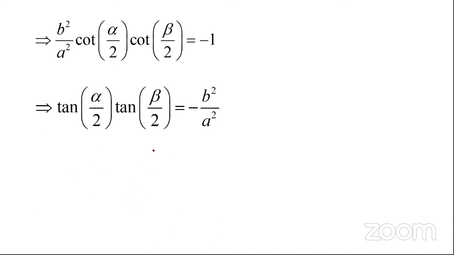Then just reverse this equation. You have to take this and reverse it. So tan(alpha/2) into tan(beta/2) equals minus b square by a square. Then option 1 is the correct one for this. Option 1 is the correct one. You just have to do the product of slopes.